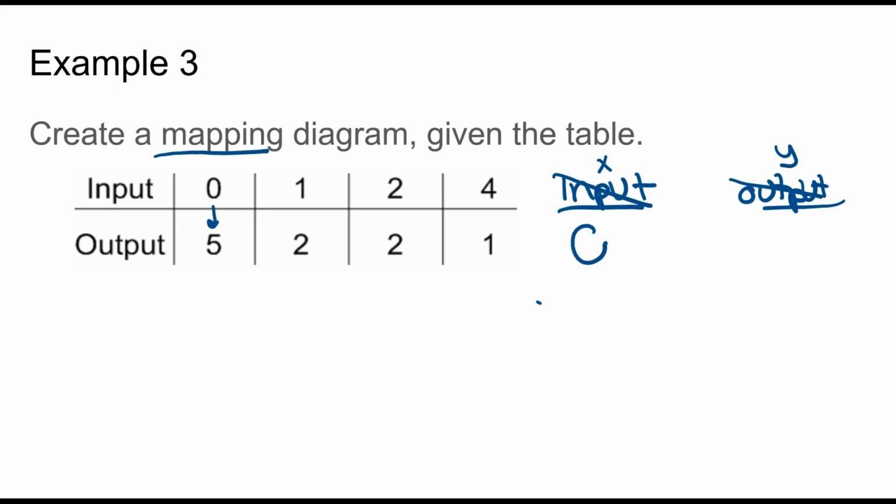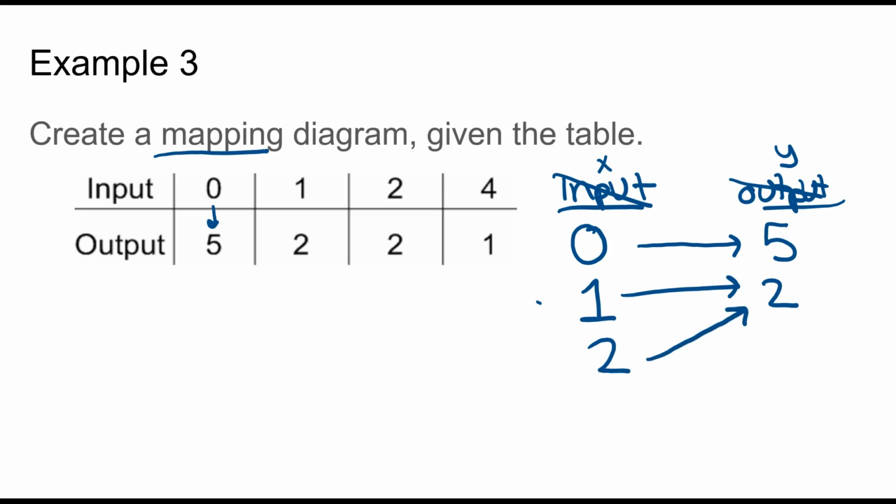So the input 0 maps to 5. Notice how I did that. The input 1 maps to 2. The input 2 also maps to 2. I don't need to write it again. And the input 4 maps to the output 1. And that's how you create a mapping diagram.